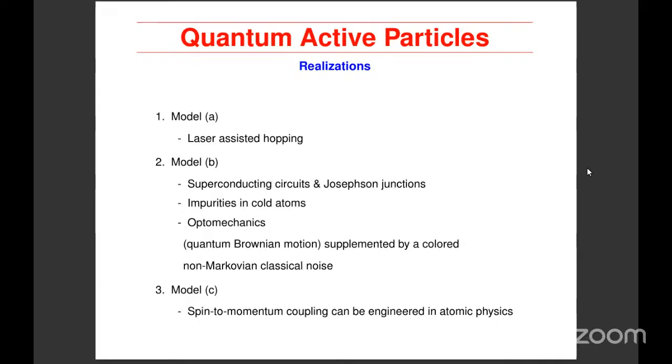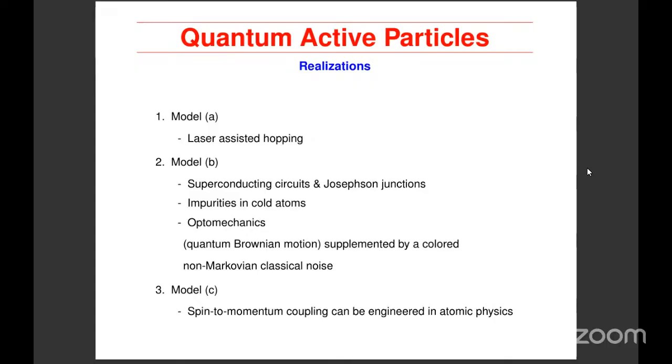Now, realizations, well, I've been told by people who know more than me that these things can be made in the lab. So model A, this hopping that is induced by the coupling to the bath, can be induced by acting with a laser on the particle. So this is what is called in the literature laser-assisted hopping. For model B, the last one, this is more traditional. So, you can model these ohmic baths in different ways. And there are different ways to model the particle as well.